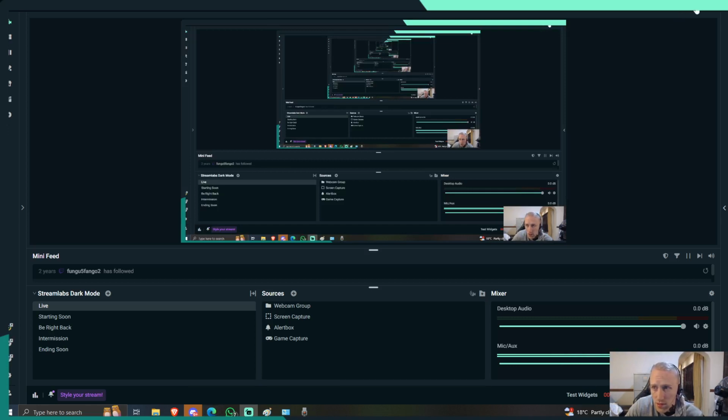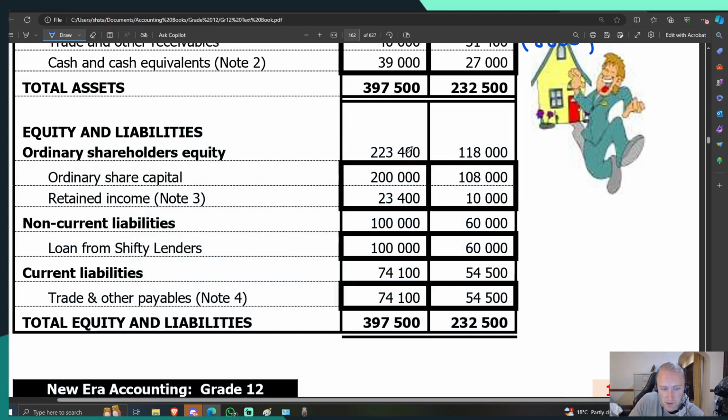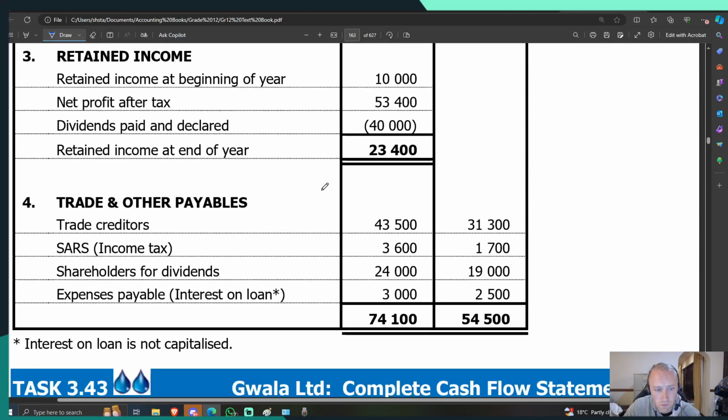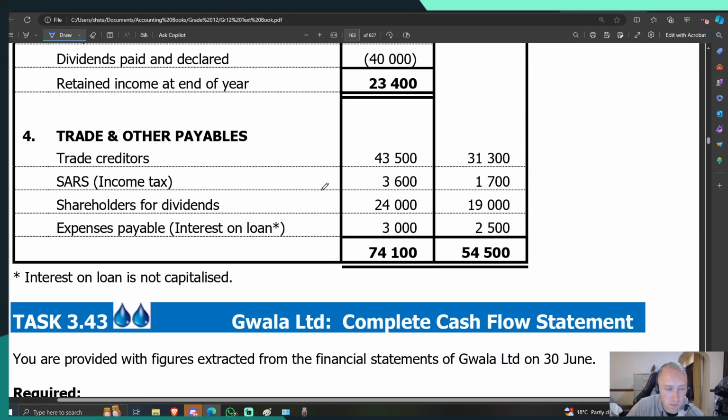So we're going to our trade and other payables now. Note 4 to the balance sheet. Now we have to be careful here, because trade and other payables might have things that don't go into this part of the cash flow statement. Let's look at note 4 and I'll show you what I'm talking about. Here's note 4, trade and other payables. It has trade creditors. That does go into this part of the cash flow statement.